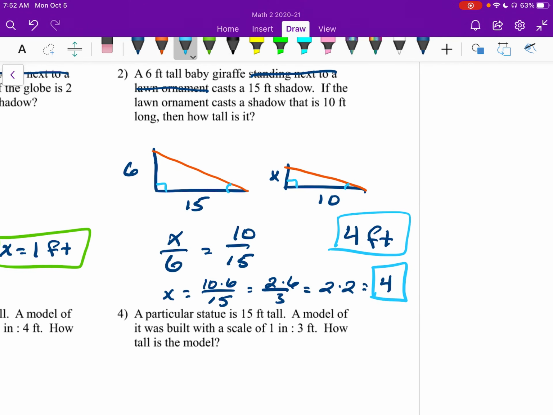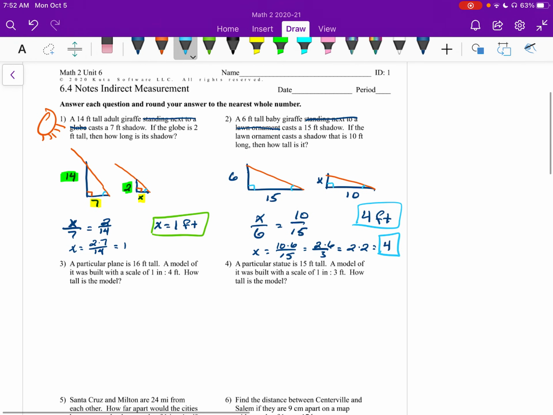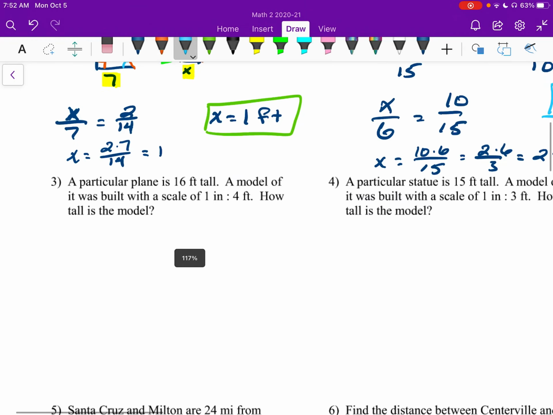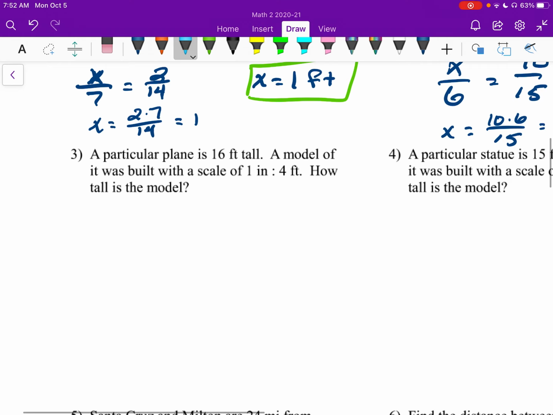All right. So these two problems are shadow problems. They're going to be done almost the same every single time. You're going to draw your triangle, you're going to fill in the blanks, and it'll either be the height or the shadow that is missing. Number 3, this one's a model problem. So a plane is 16 feet tall. A model of it was built with a scale of 1 inch to 4 feet. How tall is the model?